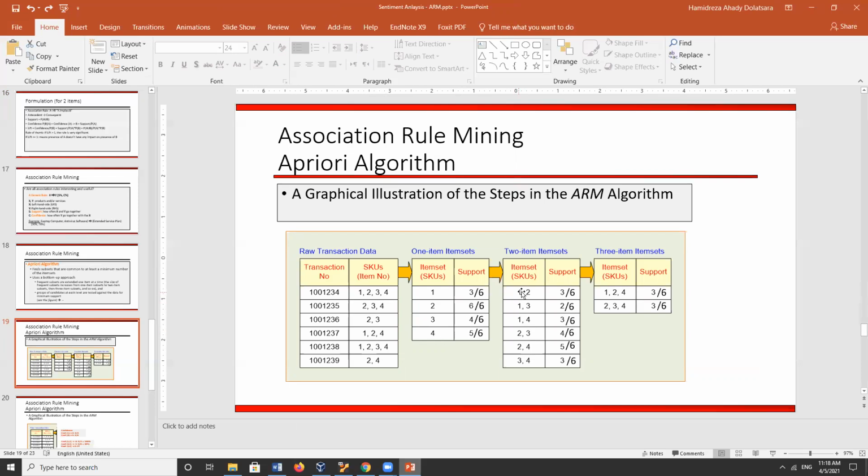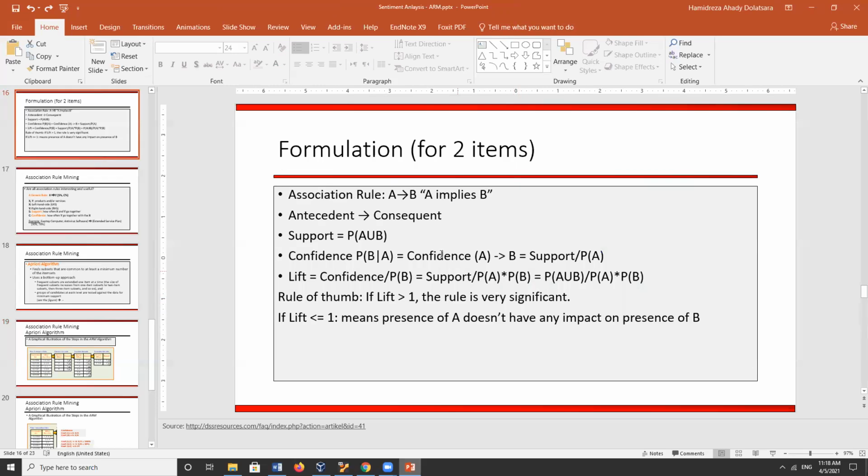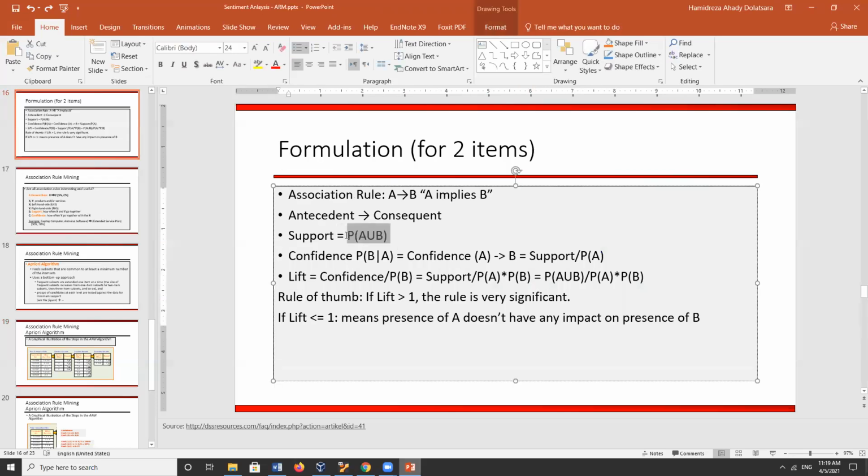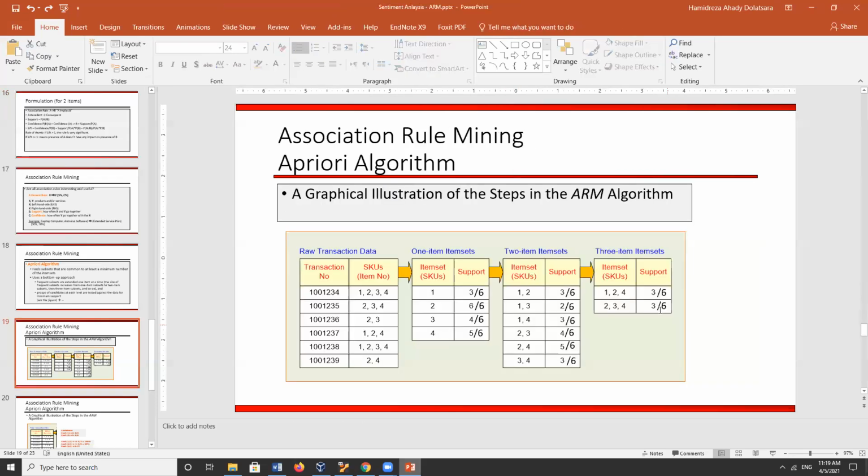Let's find support of 1 and 2. It just means the probability of their union. So out of 6 transactions, in the first transaction, 4th transaction, and 5th one, we have 1 and 2 together. So support of 1 and 2 is just 3 divided by 6.